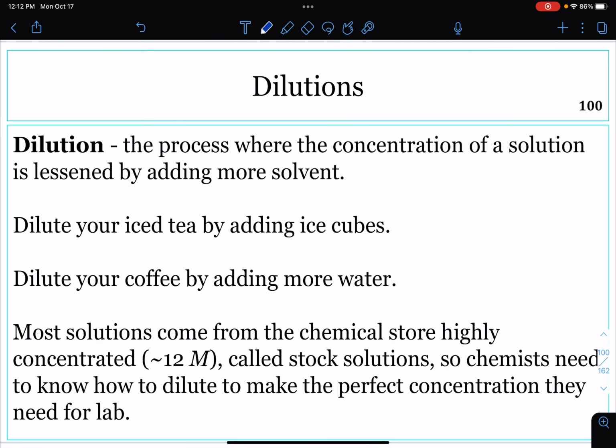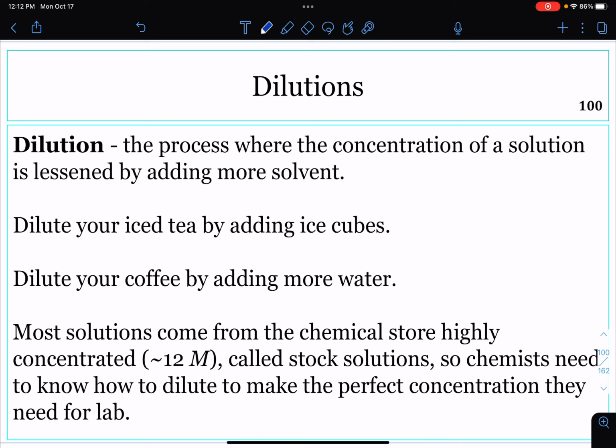Dilution is the process where the concentration of a solute in a solution is decreased by adding more solvent. So you can dilute your iced tea by adding ice cubes. You can dilute your coffee by adding more water. Chemical solutions come in highly concentrated solutions called stock solutions, and they're around 10 or 12 molarity.